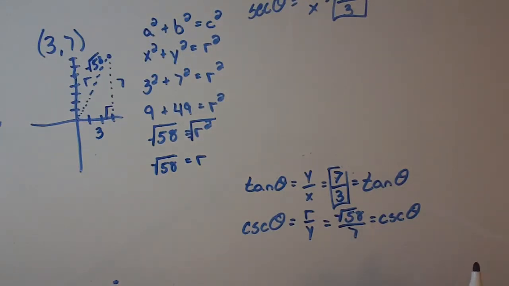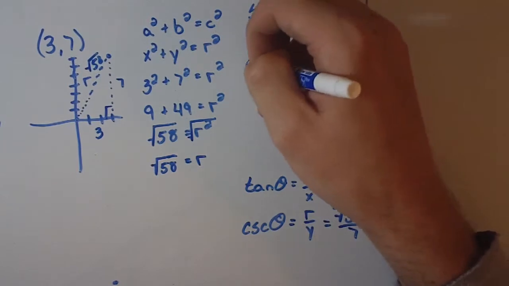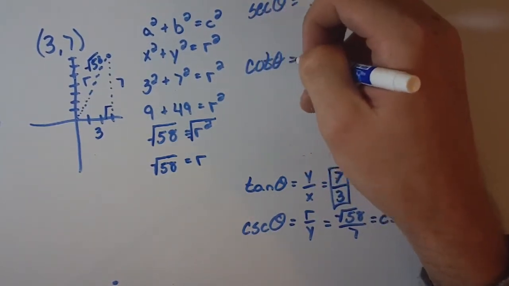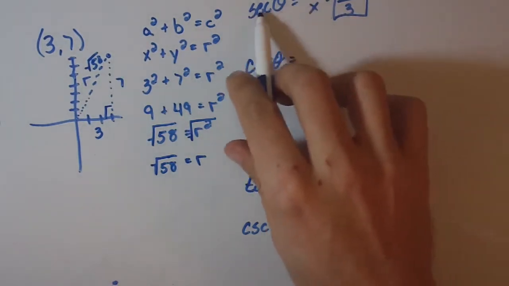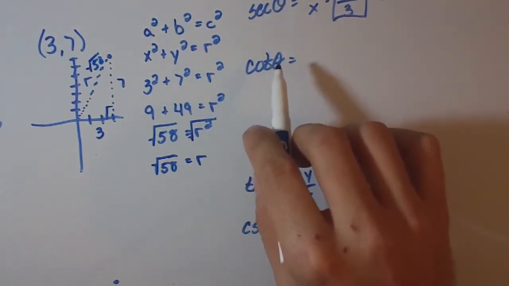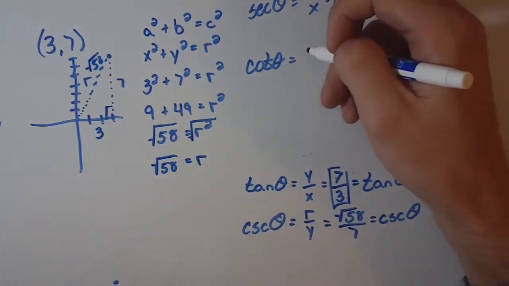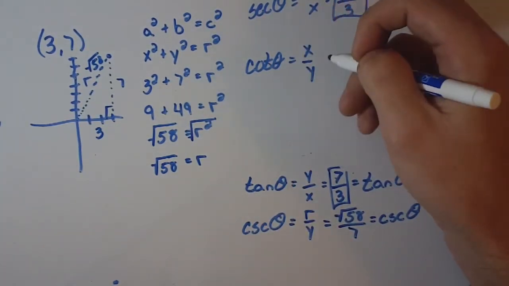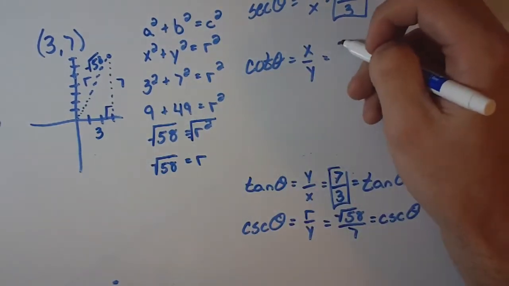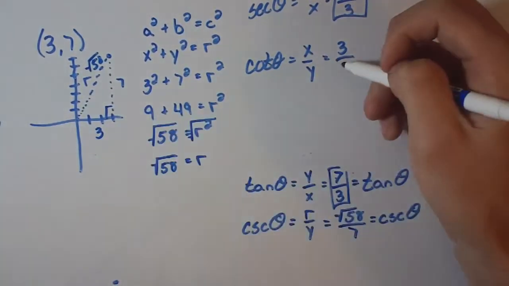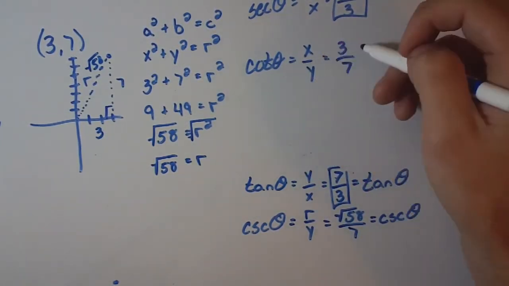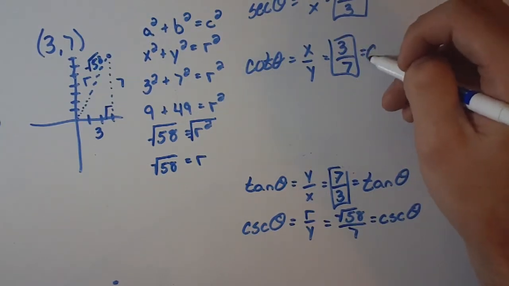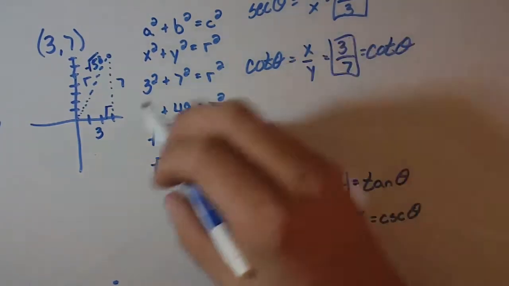Our final trig function is cotangent of theta. Now, this is the reciprocal of tangent. Notice we had the reciprocal of sine, the reciprocal of cosine, and now we have the reciprocal of tangent. And that is x over y. Our x value was 3. Our y value was 7. So cotangent cannot simplify any further, so the value 3 over 7 is your answer for cotangent of theta with these values.